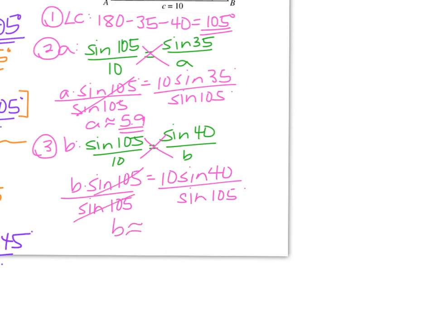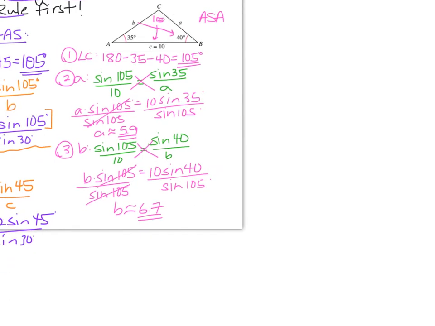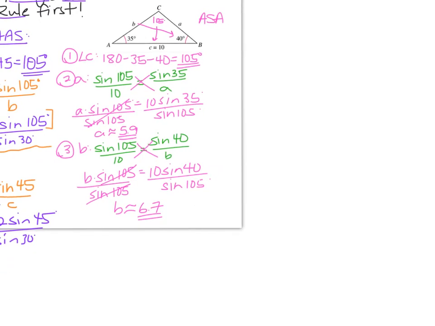10 times sine 40, divide that by sine 105, and we get an answer that's slightly bigger. It's approximately 6.7. So again, just verifying our work here. The biggest side is always opposite the biggest angle. And angle C, which would be 110 degrees, and side C holds true. Side C is the biggest of the three sides.